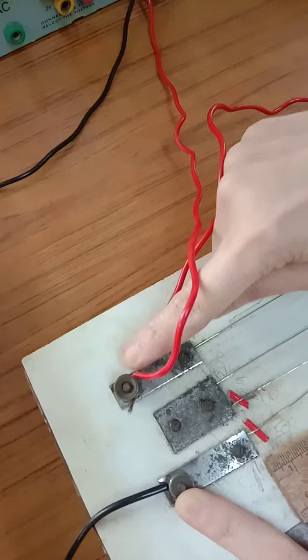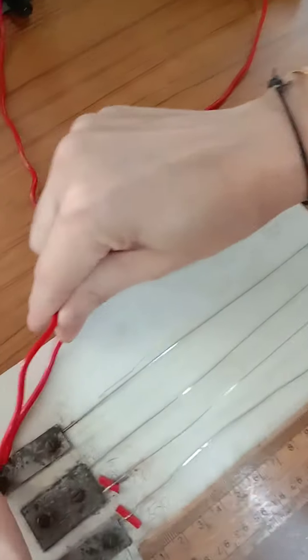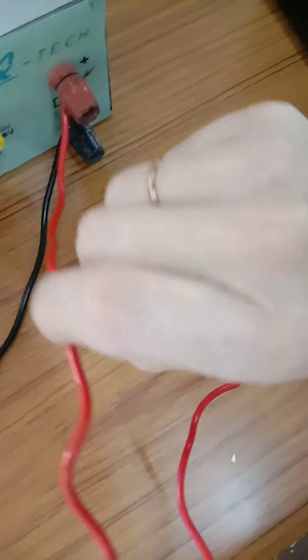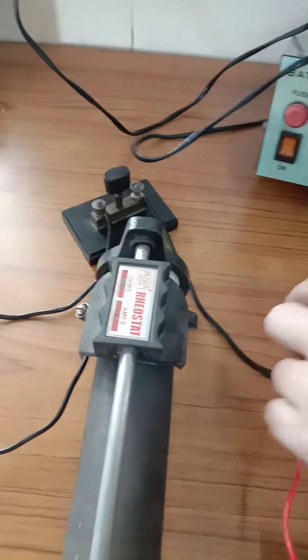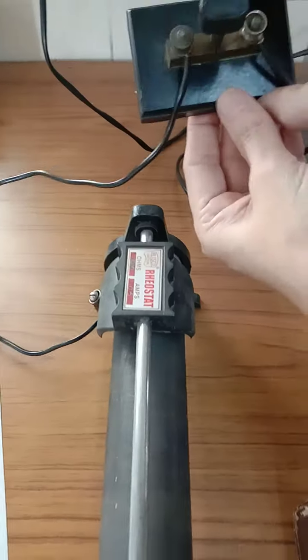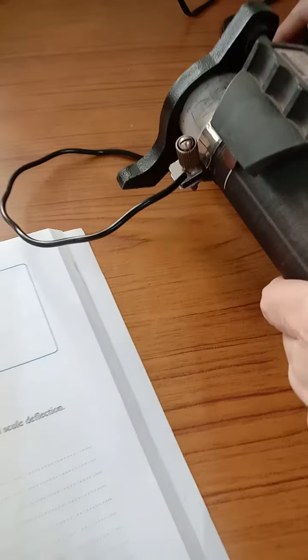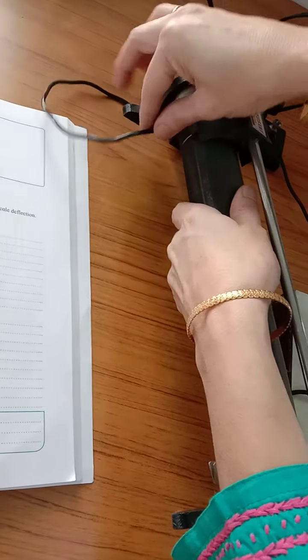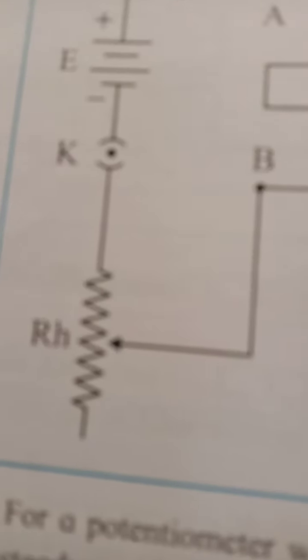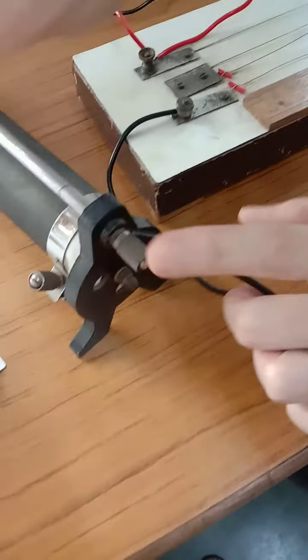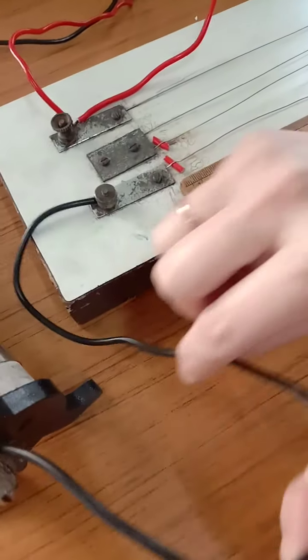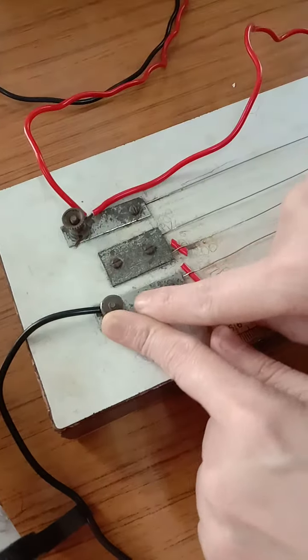We connect from A to the cell, positive of the cell. From the negative of the cell, we connect it to the key, to the lower terminal. See, this is the lower terminal over here. So we connect it to the lower terminal of the rheostat. This arrow over here indicates the upper terminal. From the upper terminal, you connect it to point B.